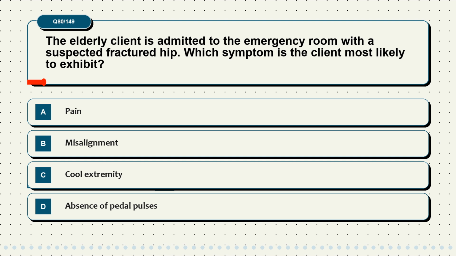Question 80. The elderly client is admitted to the emergency room with a suspected fractured hip. Which symptom is the client most likely to exhibit? Here are the options. Option A. Pain. Option B. Misalignment. Option C. Cool extremity. Option D. Absence of pedal pulses.